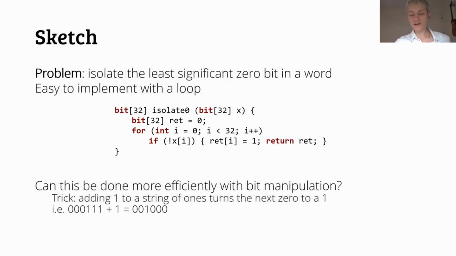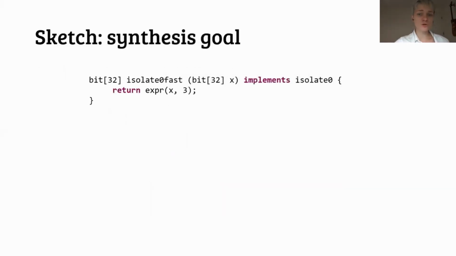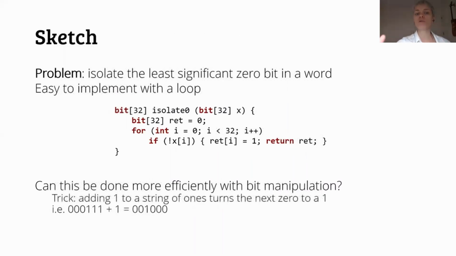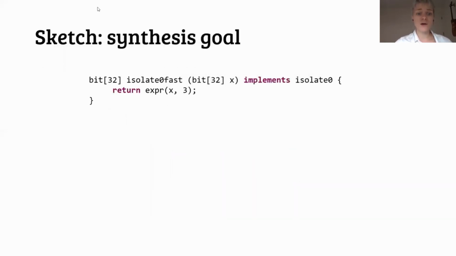Well, if you're really smart, and you think about it for a very long time, you might be able to figure it out, but it's much easier just to ask a synthesizer like Sketch to do that. To specify this program in Sketch, you implement the slow version, the one that we saw in the previous slide, which we called isolate 0. You simply implement that in Sketch. And then you say, what I want to synthesize is this program isolate 0 fast, and it implements isolate 0, which is how I say that isolate 0 is the reference implementation for this program.